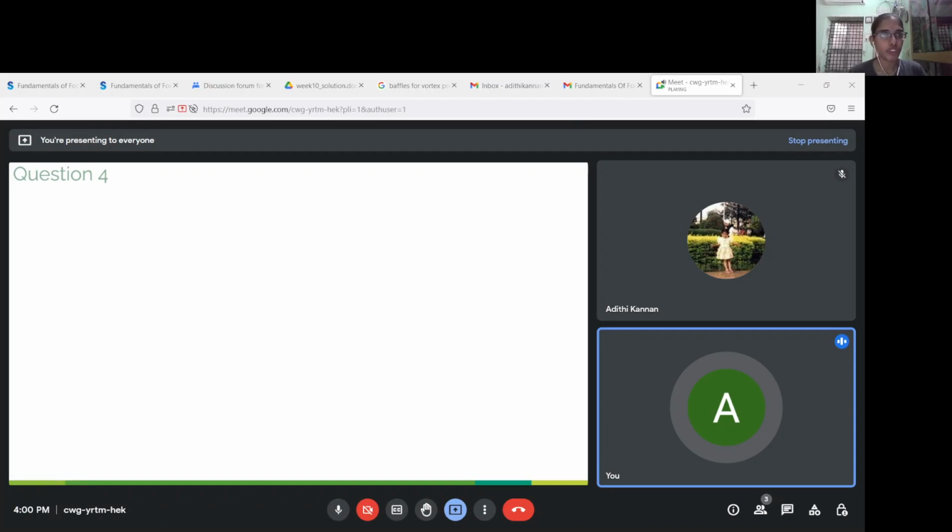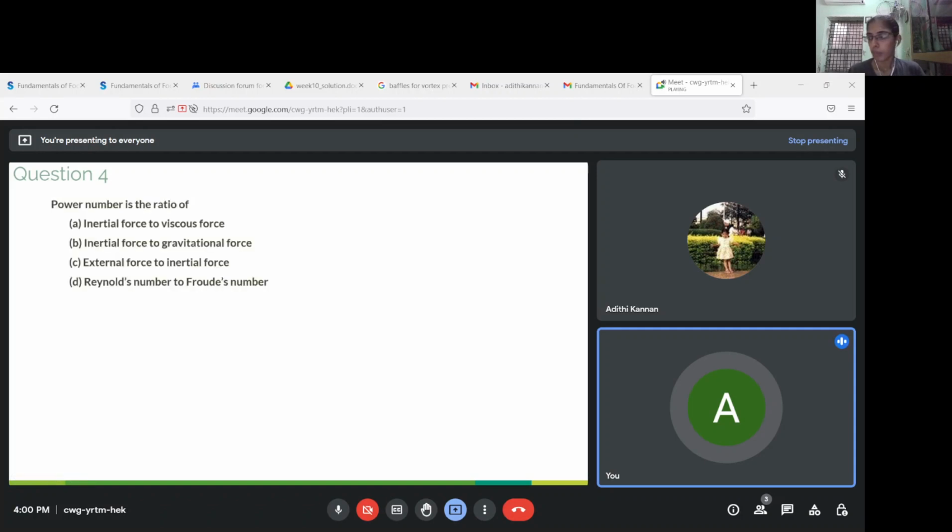Moving on to question 4. Power number is the ratio of A, inertial force to viscous force; B, inertial force to gravitational force; C, external force to inertial force; and D, Reynolds number to Froude's number. So we'll look at what each and every one of these forces means.